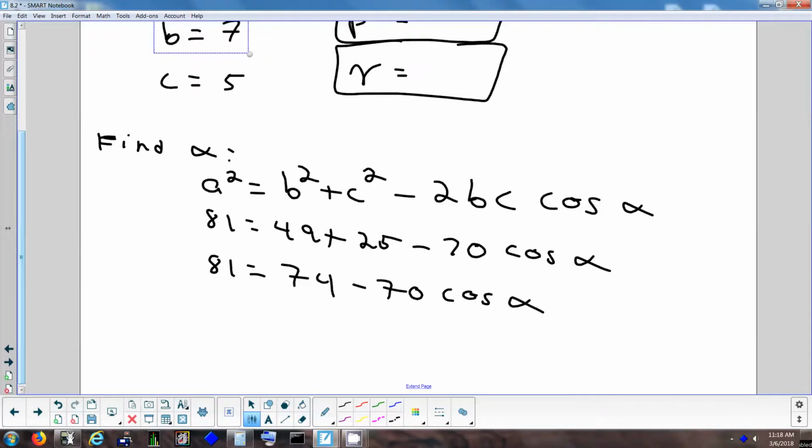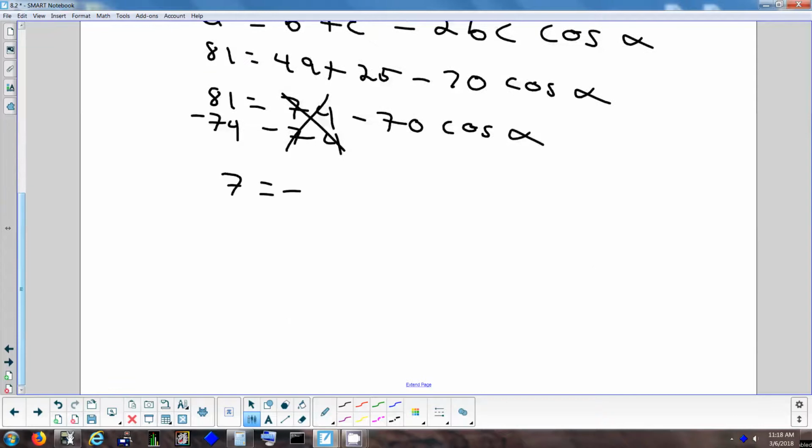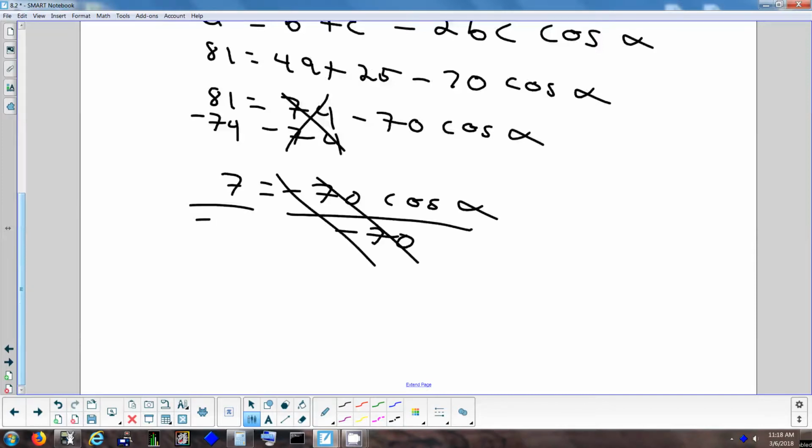Okay. This is the step where you've got to be careful. What do I do next? Yes, subtract 74. You cannot do 74 minus 70, and we talked about that yesterday. What's 81 minus 74? 7. So we get 7 equals negative 70 cosine alpha. Two steps left. Divide by negative 70. We're going to divide each side by what's in front. 70 is gone. Negative is gone.